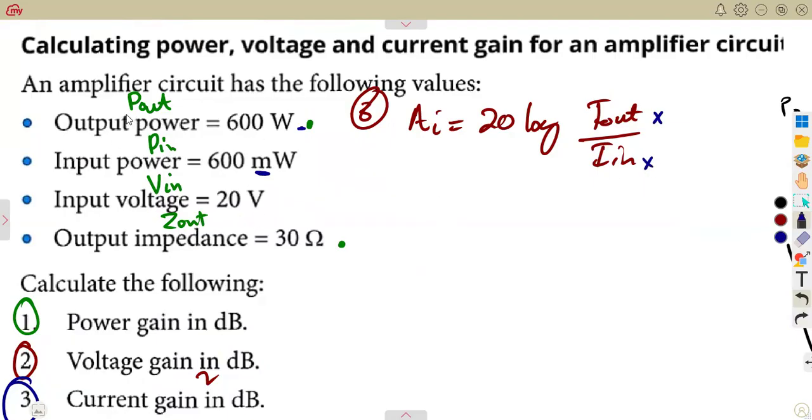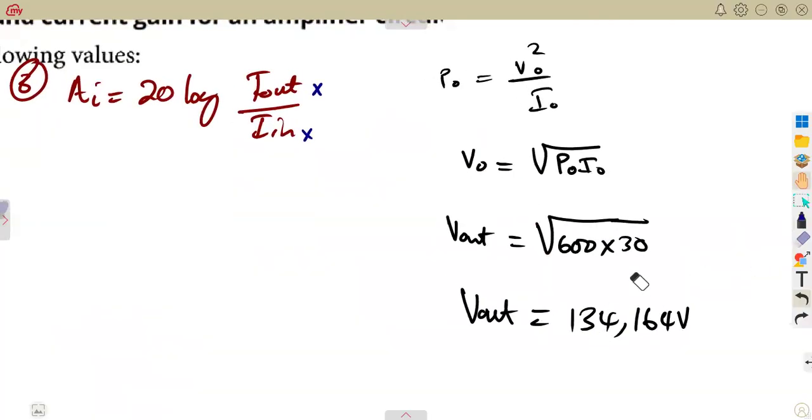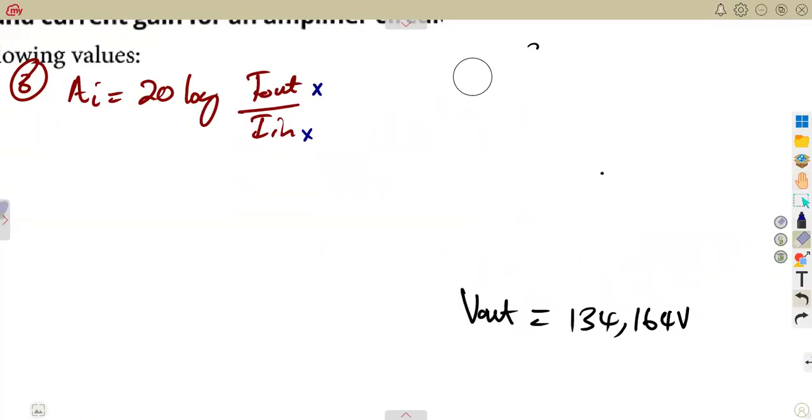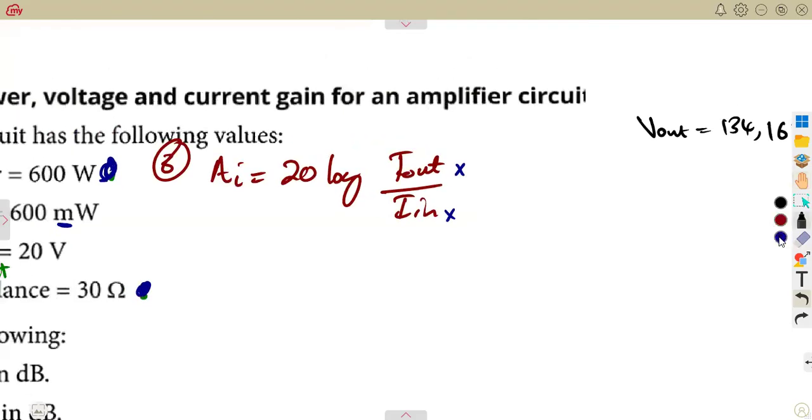So you can calculate the output current. Remember, we have the output power and the output impedance, or you can use the voltage. Here we calculated the output voltage, so we can also use that. Guys, we can use any part that we want. We also have the output voltage, which is 134.164. So it was up to you which formula you are going to use to calculate I out. All right, let's calculate the output current.